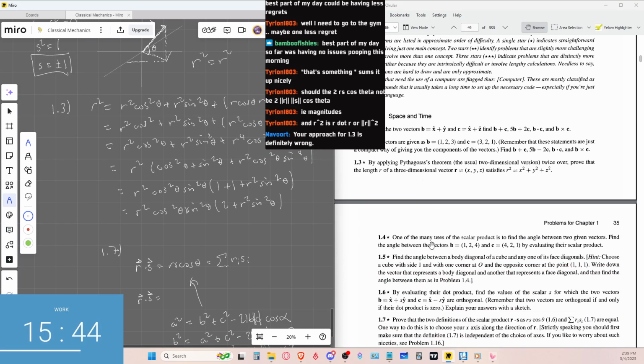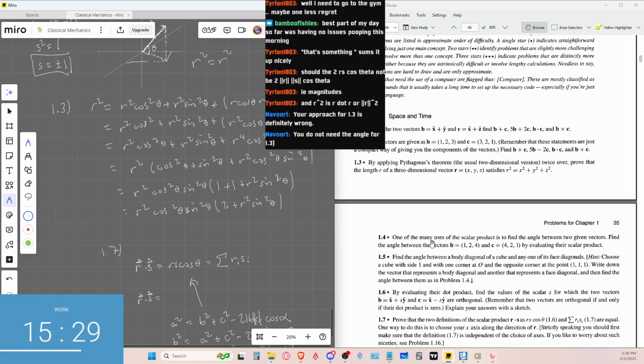Because let's see, number 3 says, by applying the Pythagoras' theorem, the usual 2-dimensional version twice over, prove that the length r of the 3-dimensional vector r satisfies r squared equals x squared plus y squared.